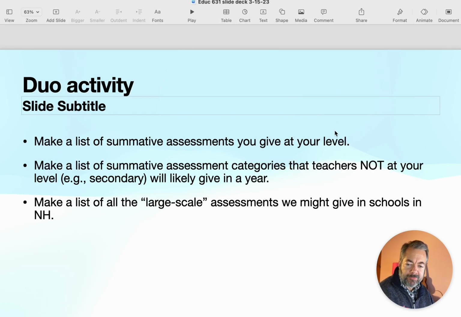So I was going to have a duo activity. I was going to have you make a list of summative assessments, in teams of 2, that you give at your level, and then some summative assessments that teachers give not at your level.